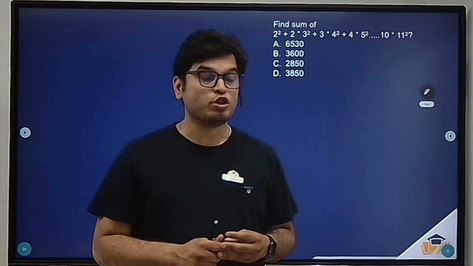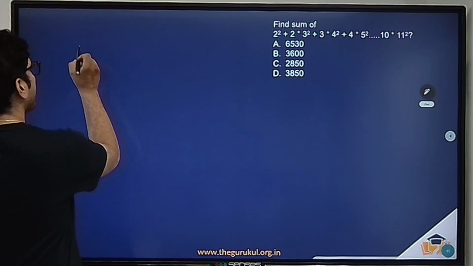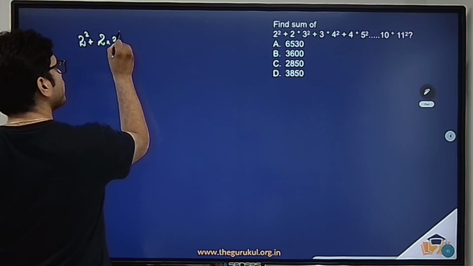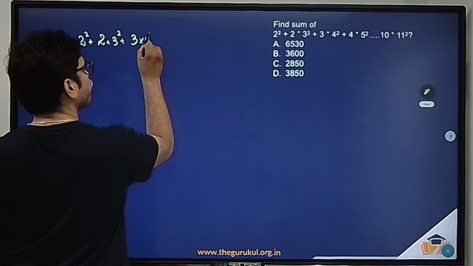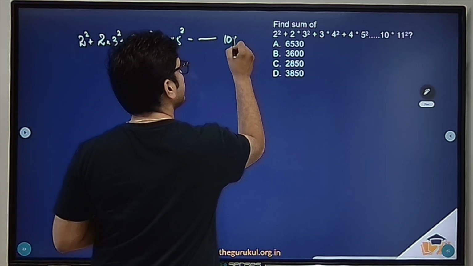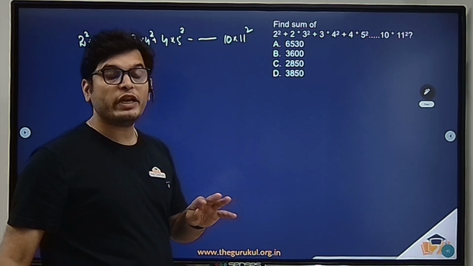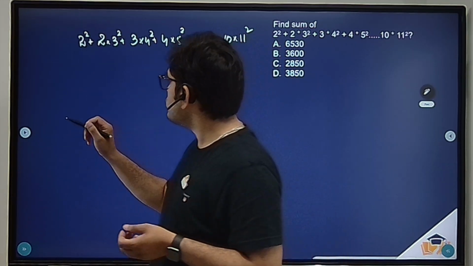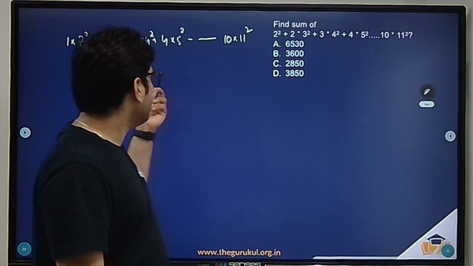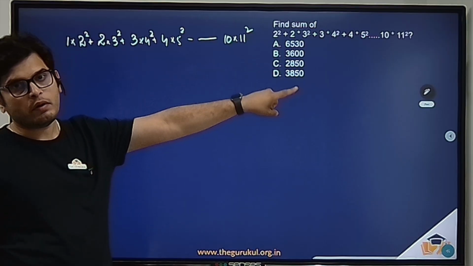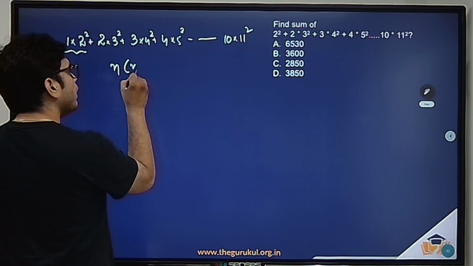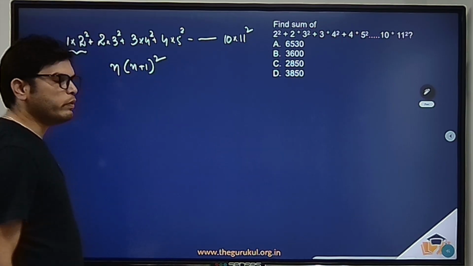Now coming to the fifth question, a question from series. We have 2 square plus 2 into 3 square plus 3 into 4 square plus 4 into 5 square plus so on till 10 into 11 square. First you need to identify a pattern here. I can write this as 1 into 2 square, then 2 into 3 square, 3 into 4 square, so on till 10 into 11 square. So each term is in the form of n into n plus 1 whole square.